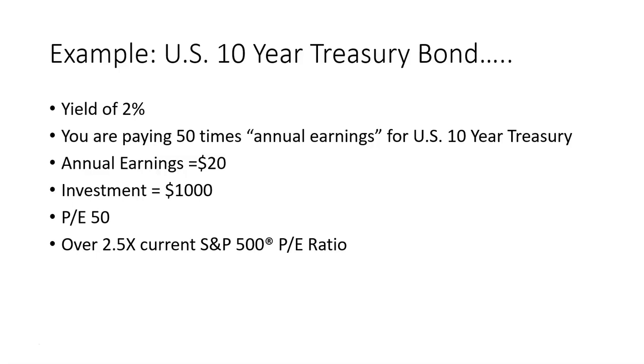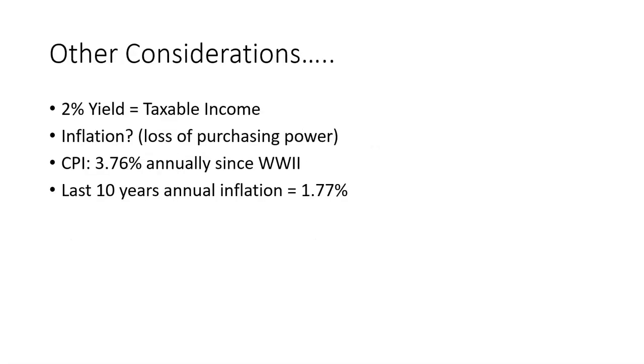But at a PE of 50, you're paying 2.5 times the value of the S&P 500. So in this example of the U.S. 10-year Treasury at a 2% yield, that Treasury bond is selling for 2.5 times what the S&P 500 is currently trading at. And by the way, it's actually worse than that right now.